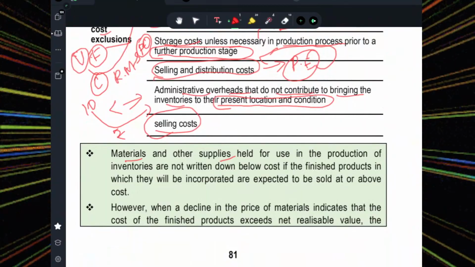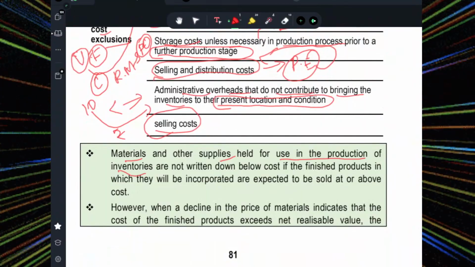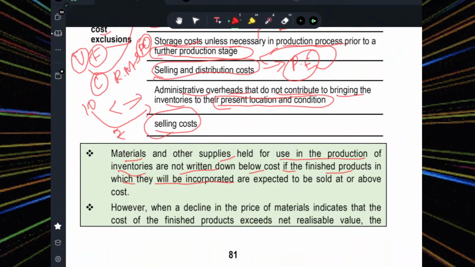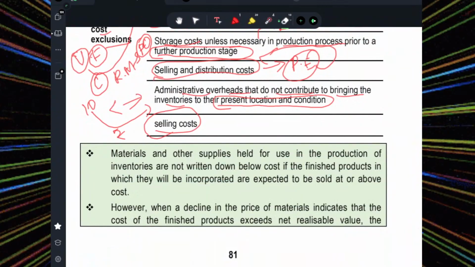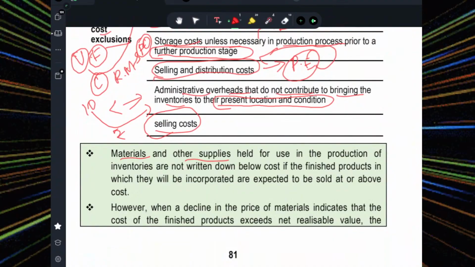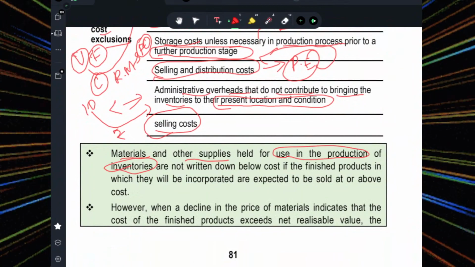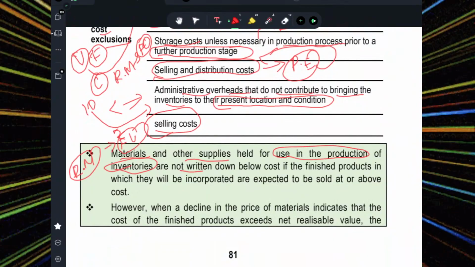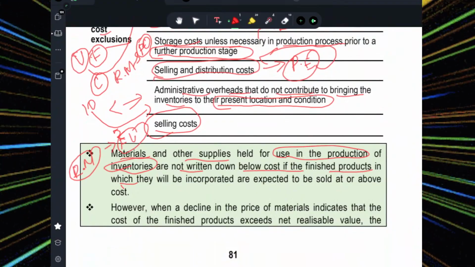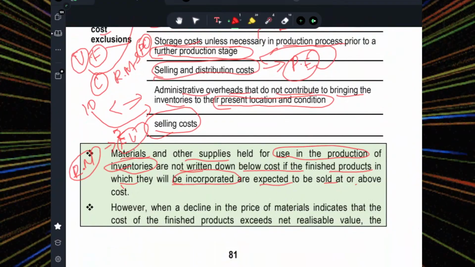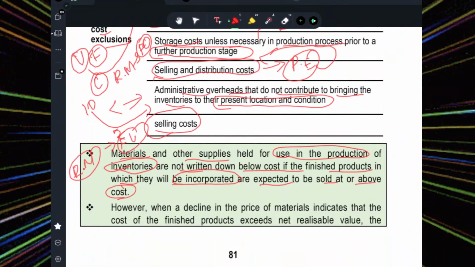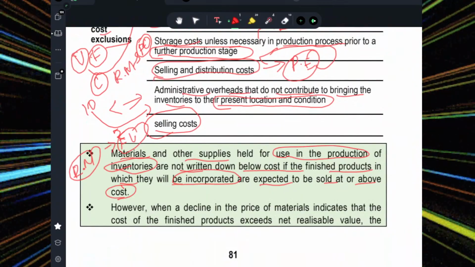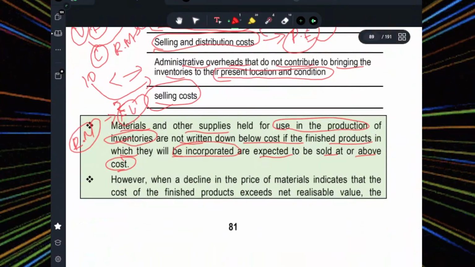Materials and other supplies held for use in the production of inventories are not written down below cost if the finished goods in which they will be incorporated are expected to be sold at or above cost. So when you use raw material to bring about finished goods, the material and supplies are not written down below the cost if the finished product is expected to be sold above the cost. You should not reduce that.